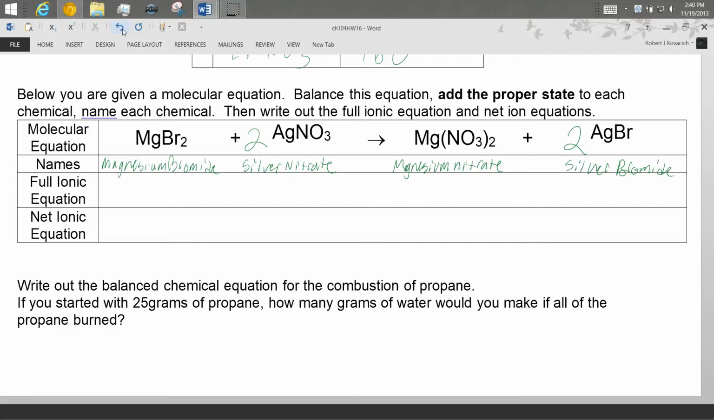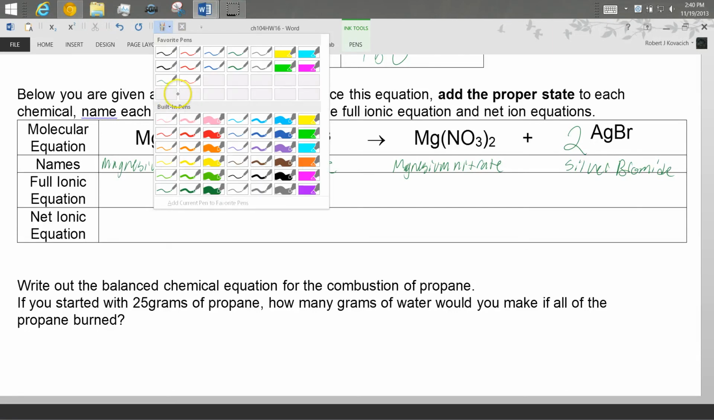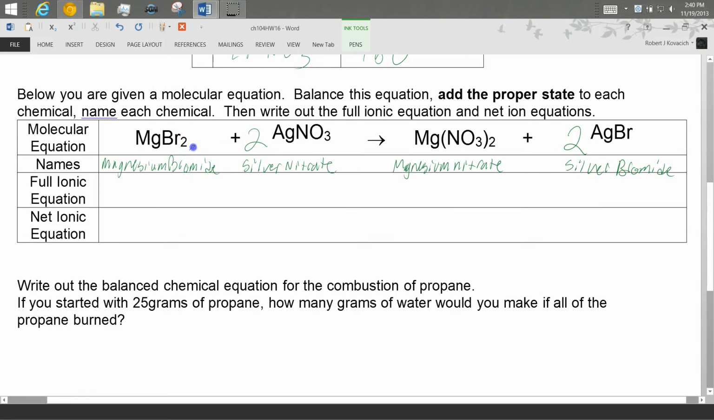So what's the state for the magnesium bromide? Aqueous. Why is it aqueous? It's in water, and bromides are soluble. We don't have a magnesium rule, but we have a bromide rule.